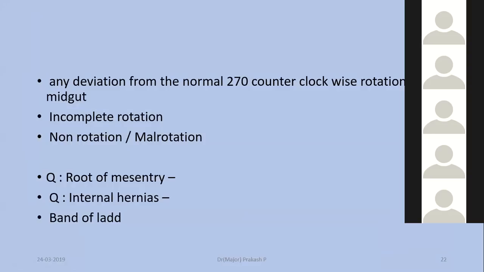Okay. So, what is malrotation? Any deviation from the normal 270 degree counterclockwise rotation of the midgut is called malrotation of the bowel. It can be incomplete rotation or non-rotation or malrotation. In clinical practice, the term incomplete rotation is hardly used, and that has come to be normally represented as malrotation. So in day-to-day use, incomplete rotation and malrotation mean more or less the same. Non-rotation is quite rare, but yes, you can find a few cases.